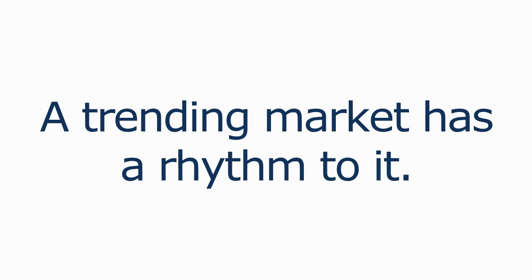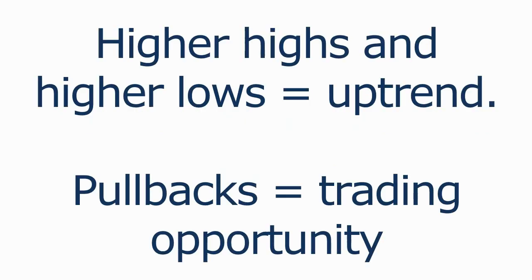A trending market has a rhythm to it, a price flow. We know that markets make higher highs and higher lows when it's moving up and the opposite when it's going down. A higher high can only be made when price pulls back, and depending on your trading method, this presents both long and short opportunities.